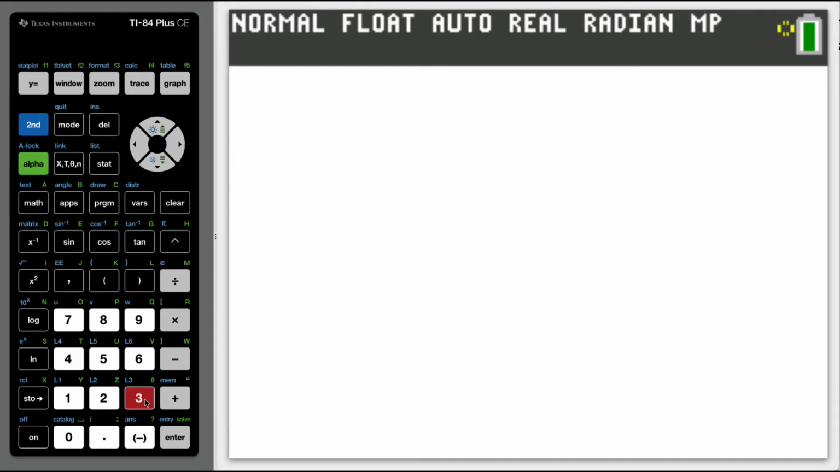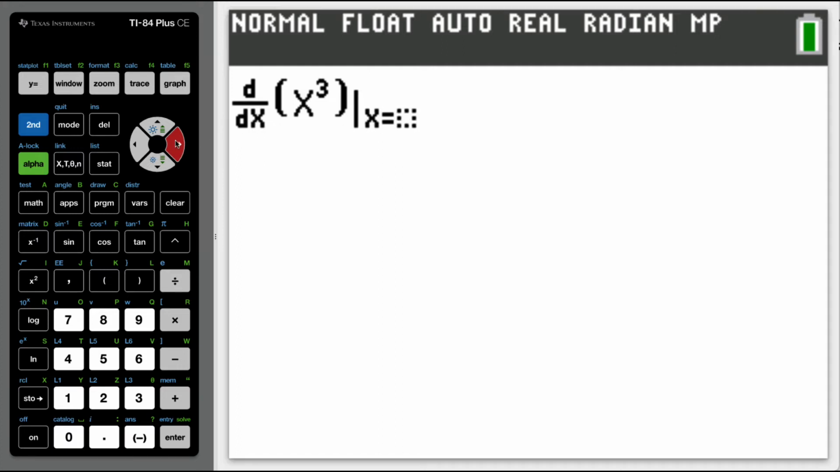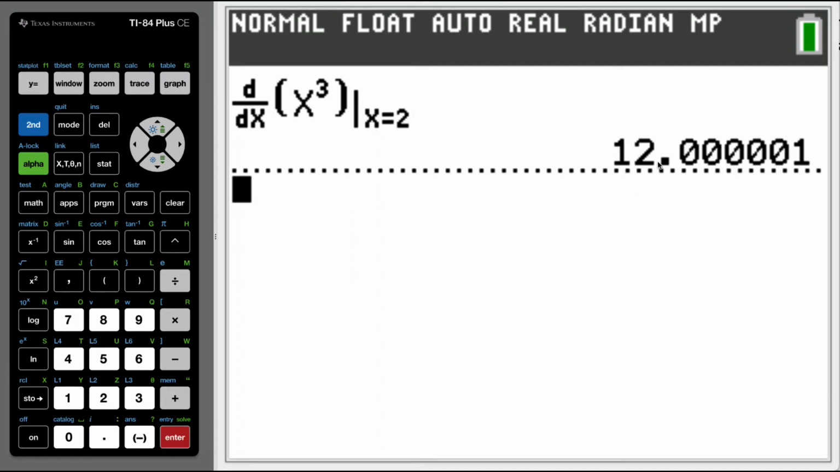So we're doing x cubed. Now because I put an x variable in here, it automatically changed this variable to an x. And here's where we want to pick a specific x value that we're looking at. So we want to look at an x value of 2. So if I hit enter, it'll spit out the number 12.000001. So we can approximate the derivative of x cubed at 2 to be about 12.